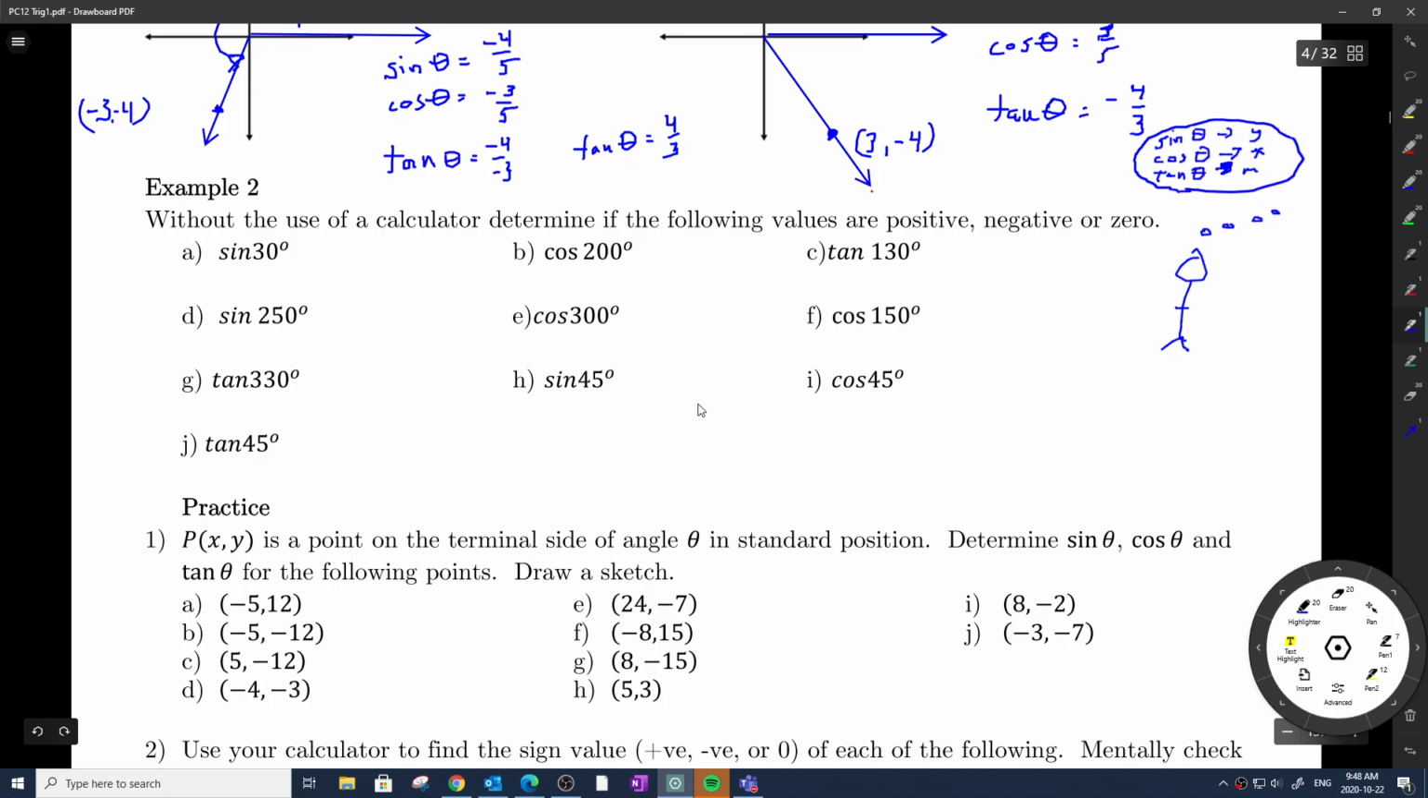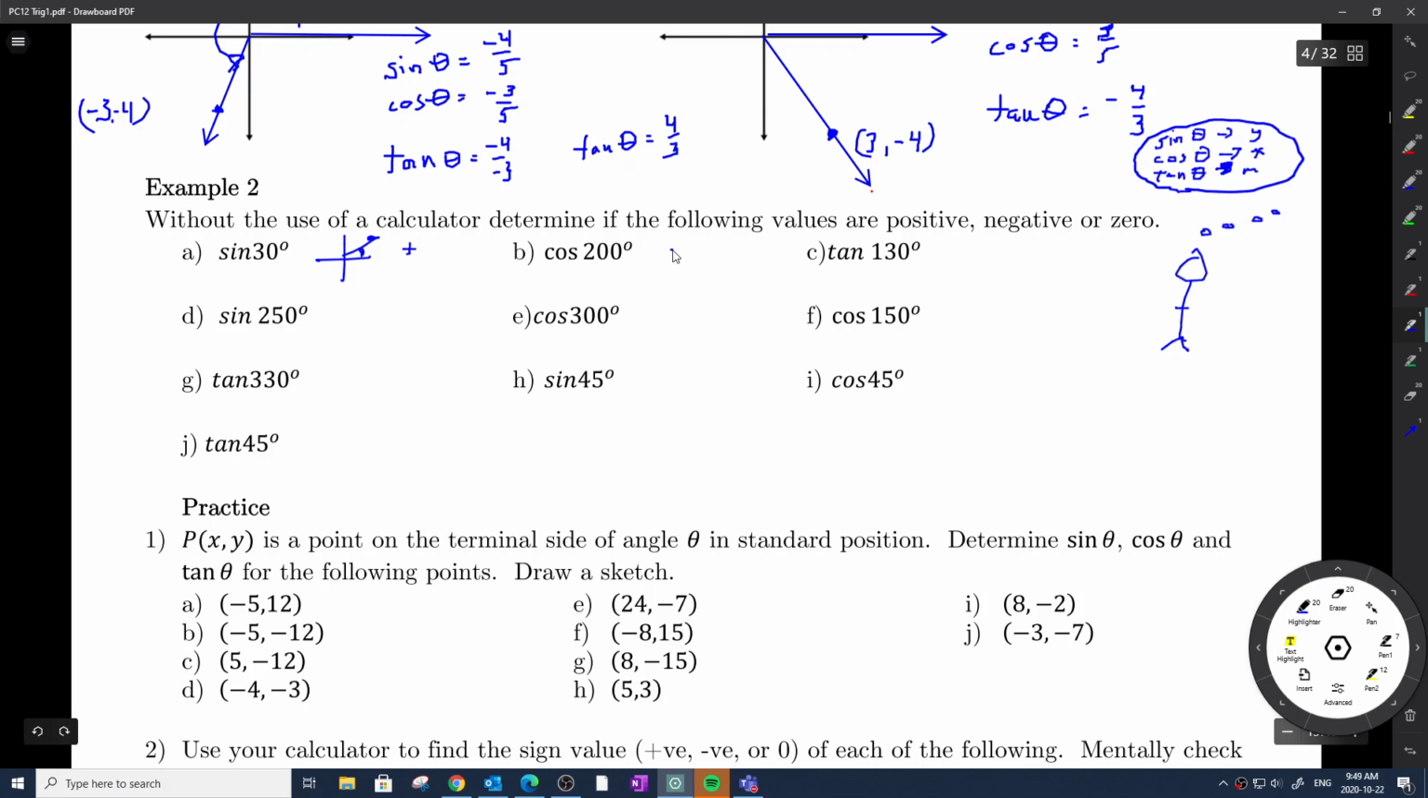Here we are. Example 2. Without the use of a calculator, oh no, what am I going to do? Determine if the values are positive, negative, or 0. 30 degrees. I'll make a quick sketch. Boom. There's 30 degrees. It terminates in quadrant number 1. So is sine of 30 degrees positive, negative, or 0? Well, sine is y. Since all the y values are positive in quadrant 1, the sine must be positive.